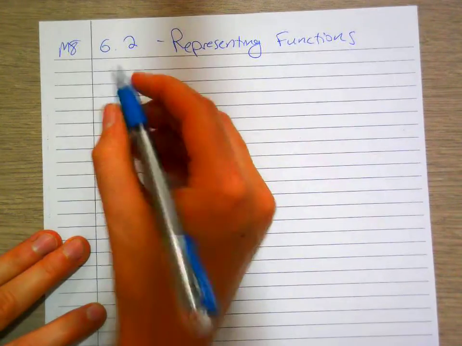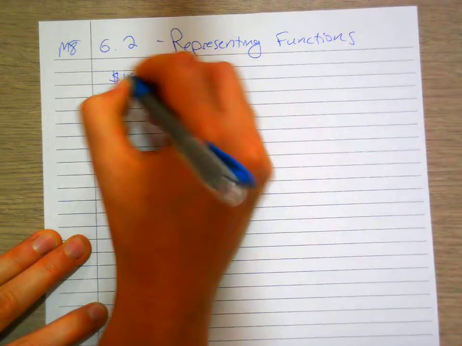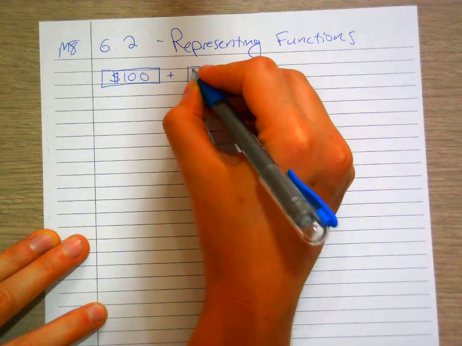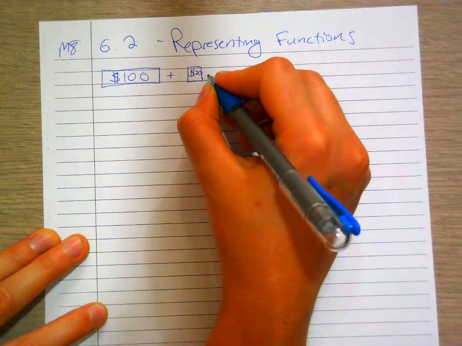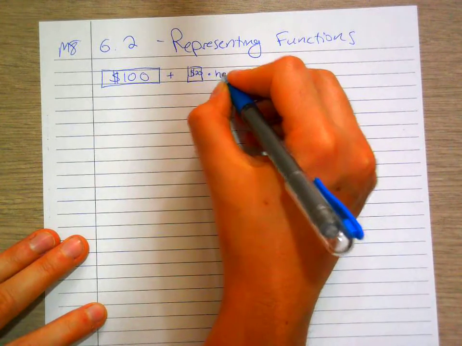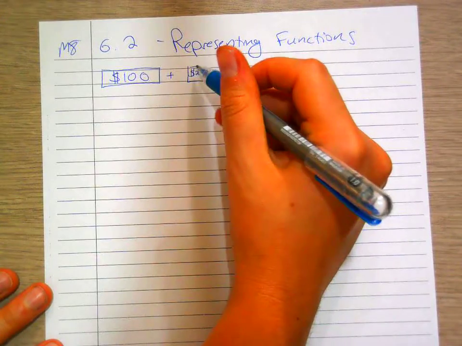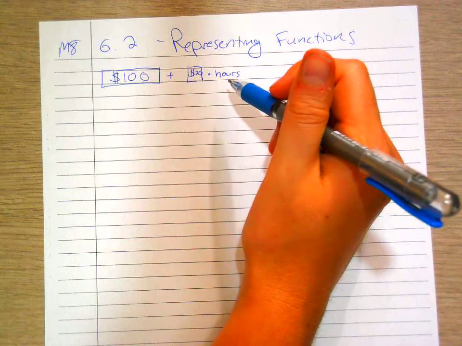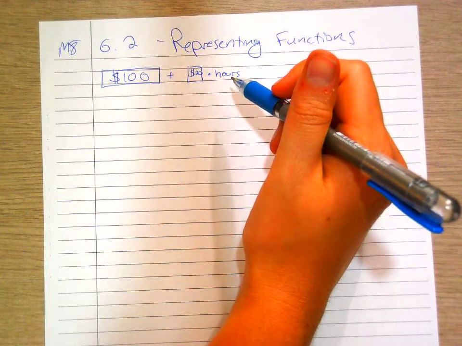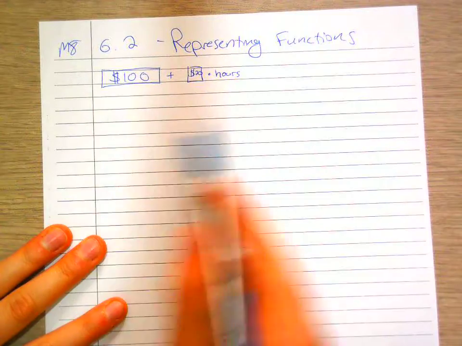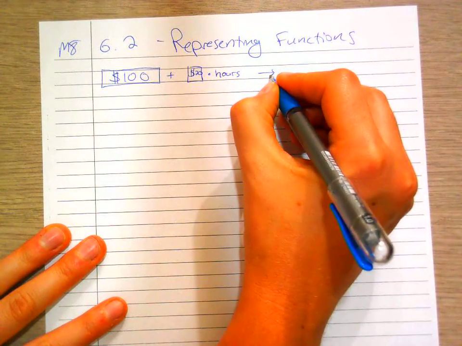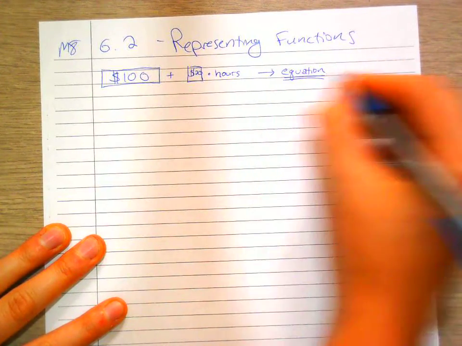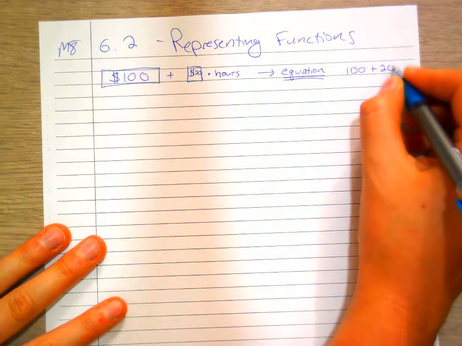She has to pay a registration fee of $100 initially, plus $20 multiplied by the number of hours, or $20 for each hour-long session. So the relation between the total amount she pays and the number of hours is represented like this. If we transfer this into an equation, it would look like 100 plus 20x.